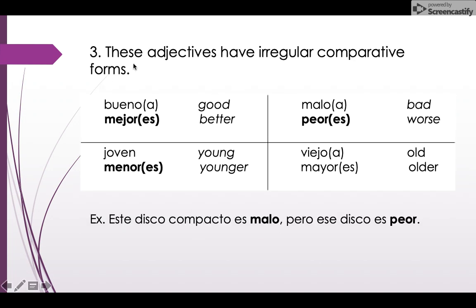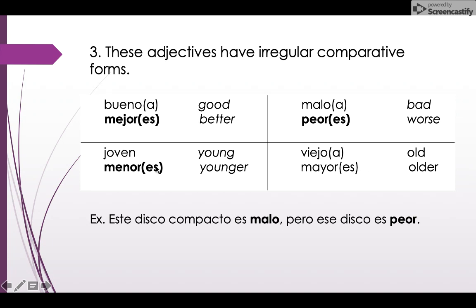Okay, now number 3, right? Number 3, these adjectives have irregular comparatives. So these are exceptions to the rule. So you go ahead and draw your chart. And so if you ever see bueno or buena, that means good. Mejor or mejores is better. Joven or menores means young or younger. Malo or mala is bad. Peor or peores is worse. Viejo or vieja is old. Mayor or mayores is older.